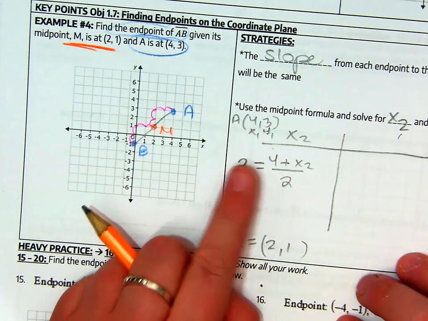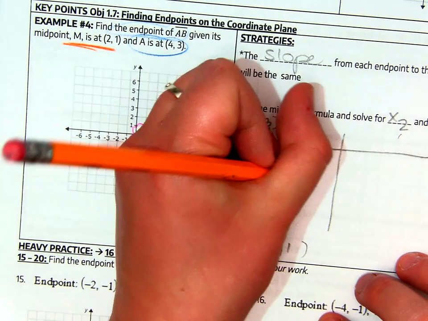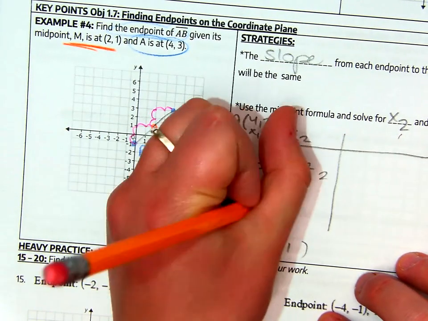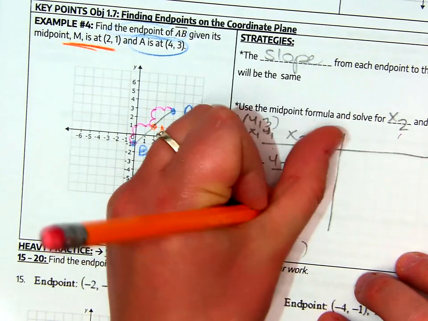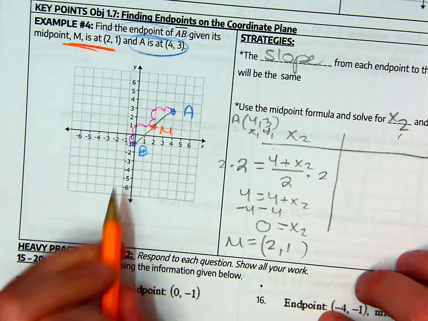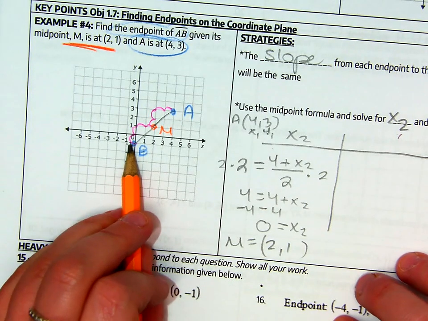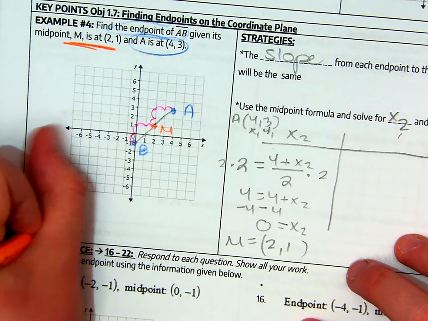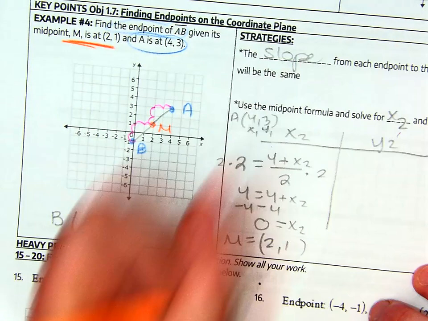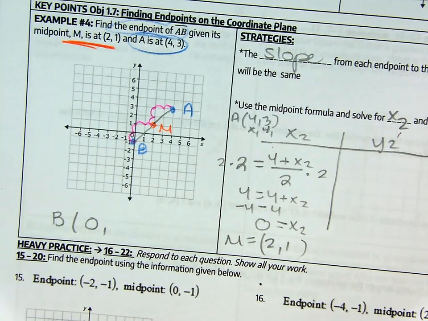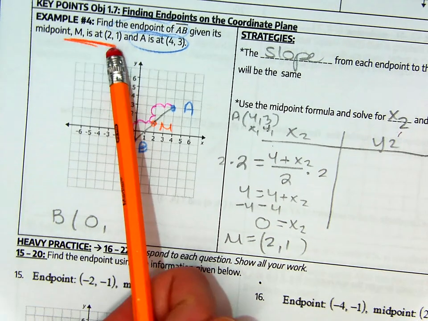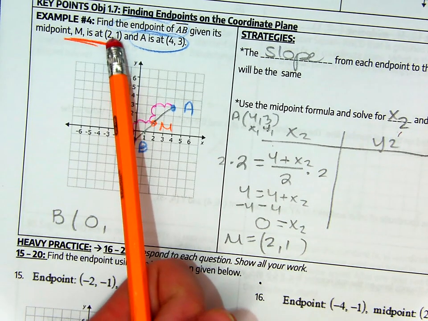Okay, and so now I just set up this formula and then I solve it. So I'm going to multiply by 2 on both sides, get 4 equals 4 plus x2, subtract 4, and it gets me x2 equals 0. Which checks out from the graph I did here. Okay, and then now let's solve for y2. So let's use the formula. So I know my y-coordinate for the midpoint is 1.